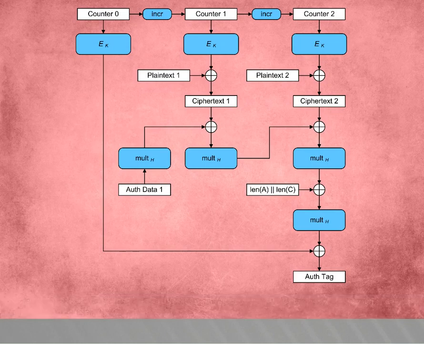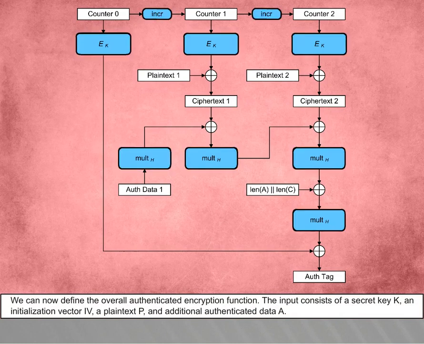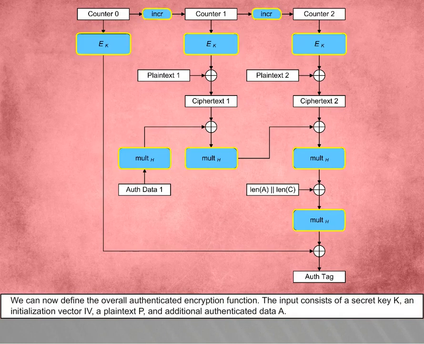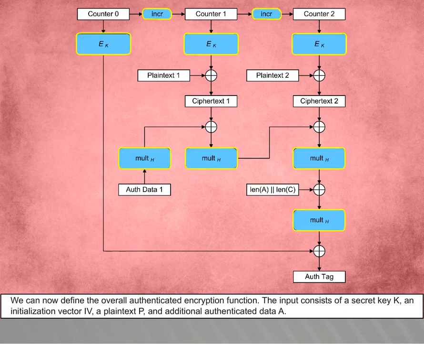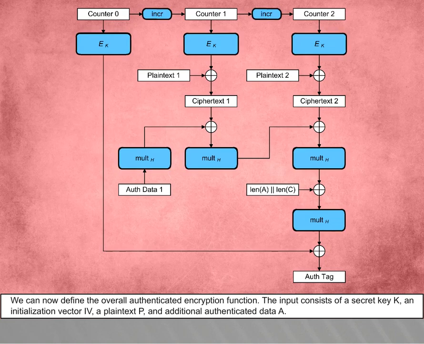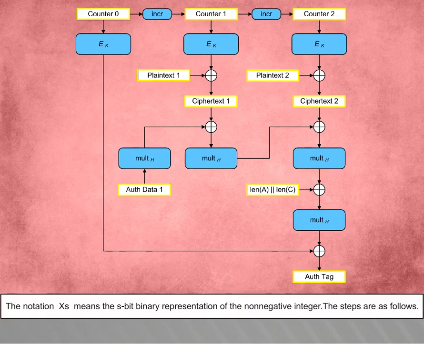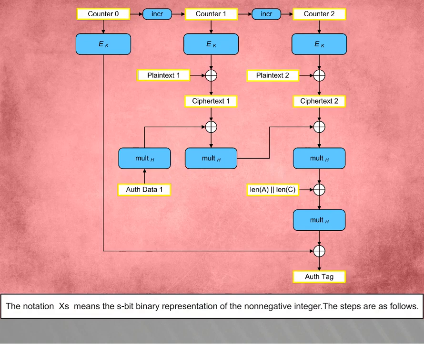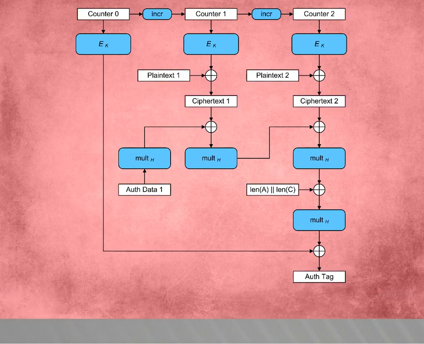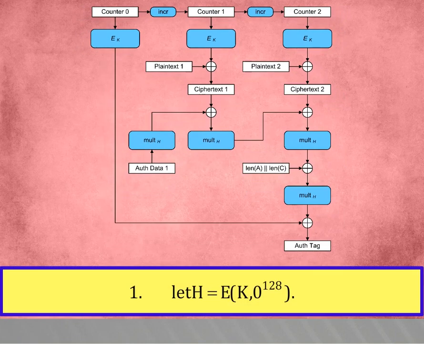We can now define the overall authenticated encryption function. The input consists of a secret key k, an initialization vector iv, a plaintext p, and additional authenticated data a. The notation xs means the s-bit binary representation of the non-negative integer. The steps are as follows. Let h be equal to e of k, 0 power 128.